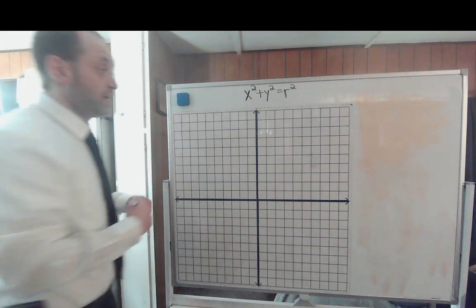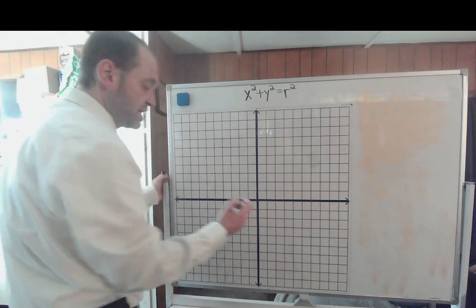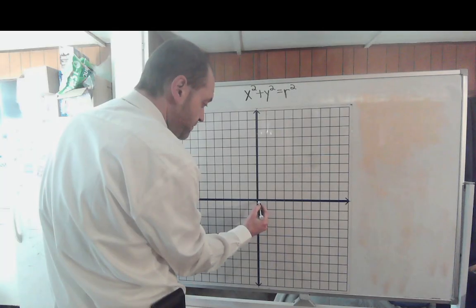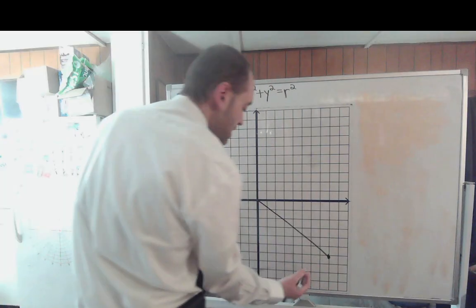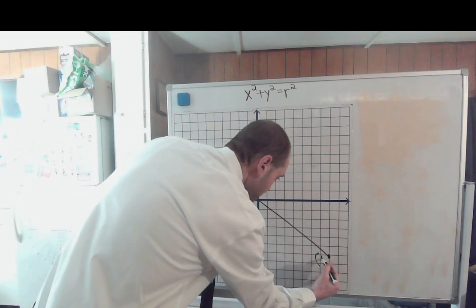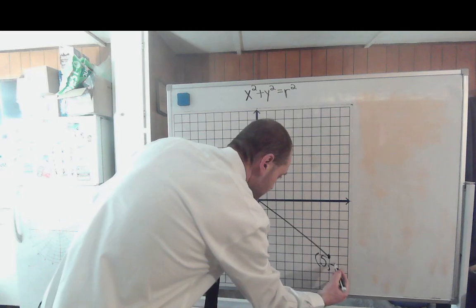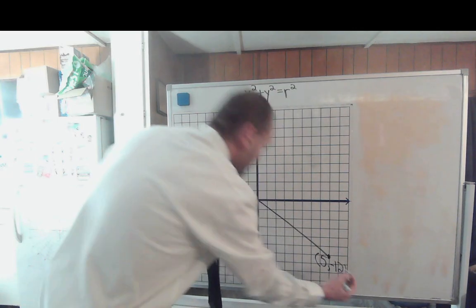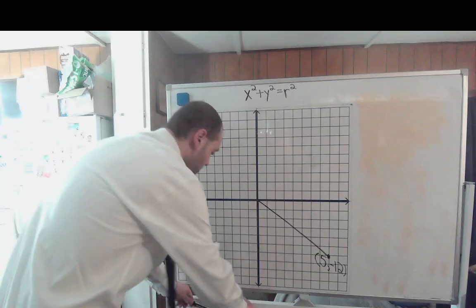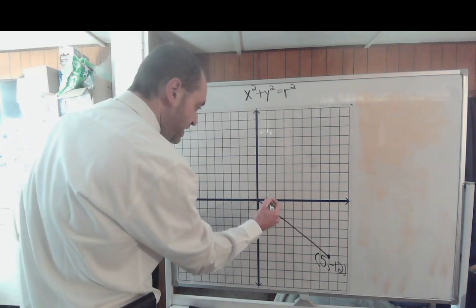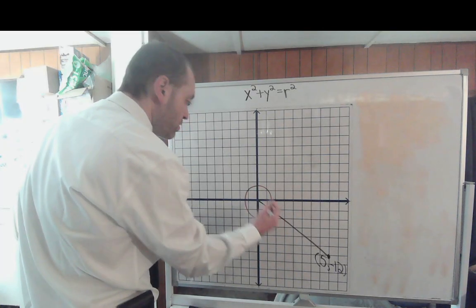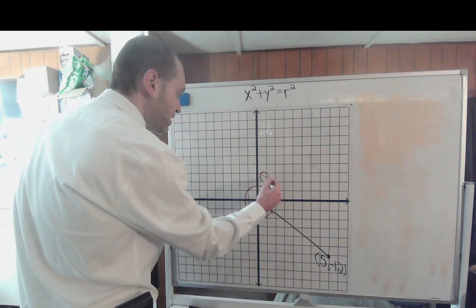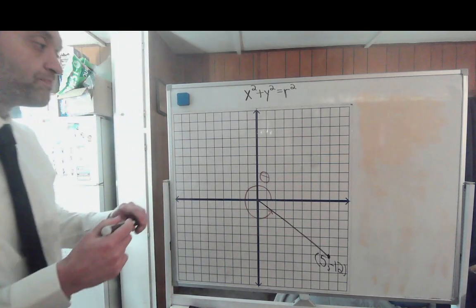So let's see. (5, -12) is going to be in the fourth quadrant. So we are going to be at the point (5, -12). We are actually in the fourth quadrant. Well, that's indicating the angle theta, which is this whole thing right here.